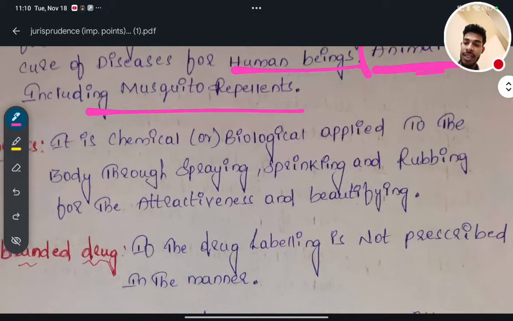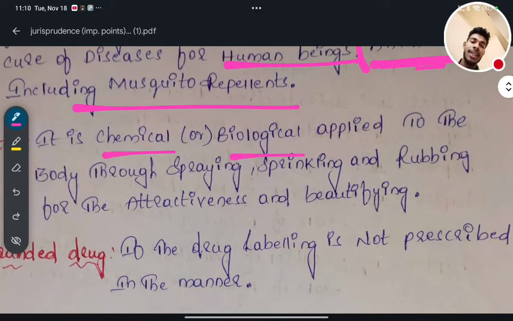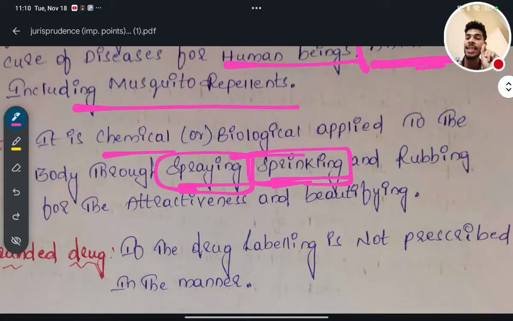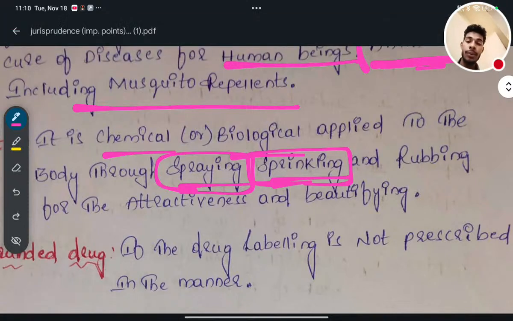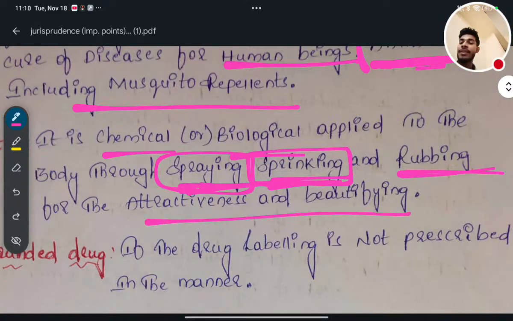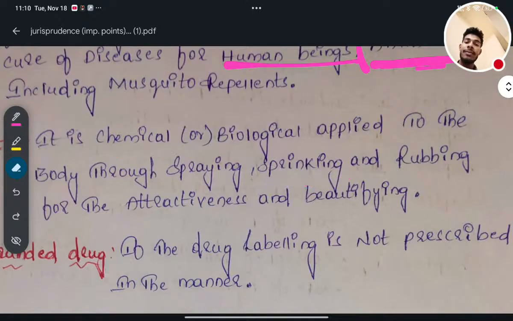Okay, next, cosmetics. It is a chemical or biological substance applied to the body through spraying, sprinkling, or rubbing. You have to follow and understand each and every term. These notes are very, very important, and I have prepared them very minutely. It is applied for attractiveness and beautifying, which means to increase the beauty.